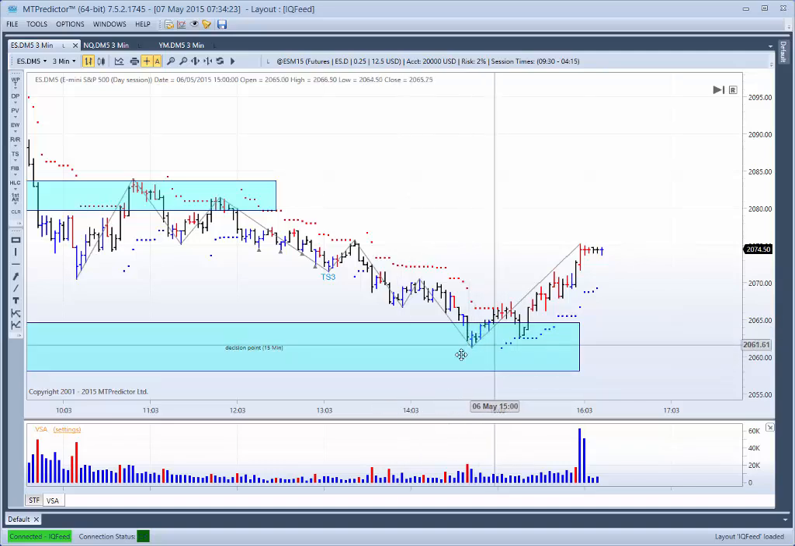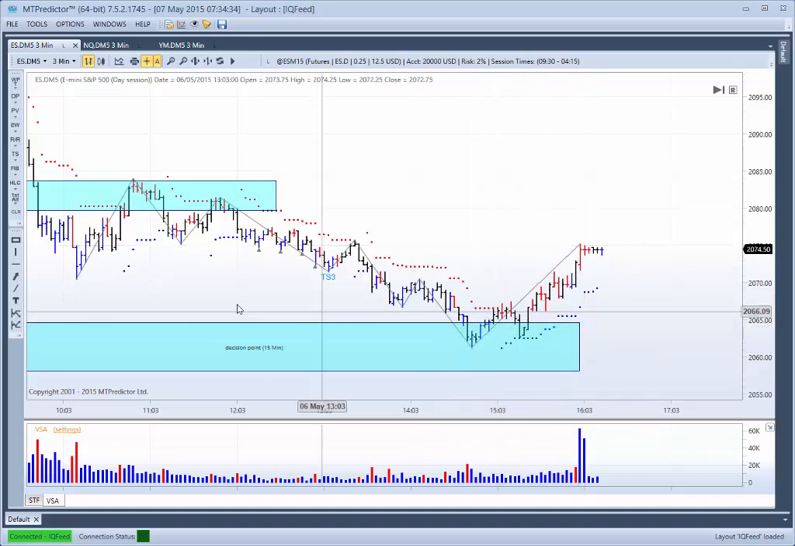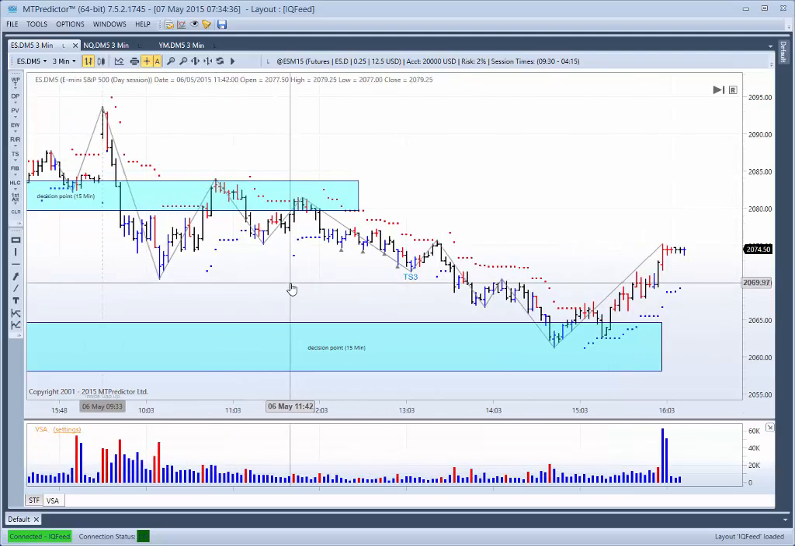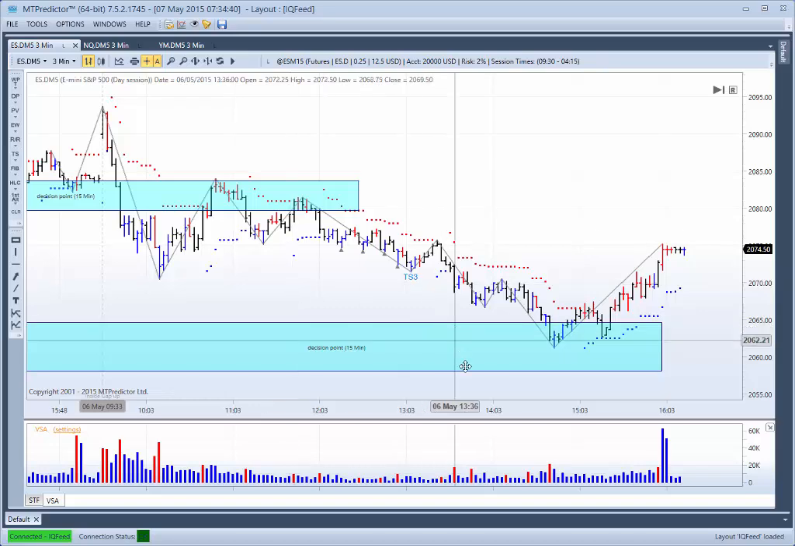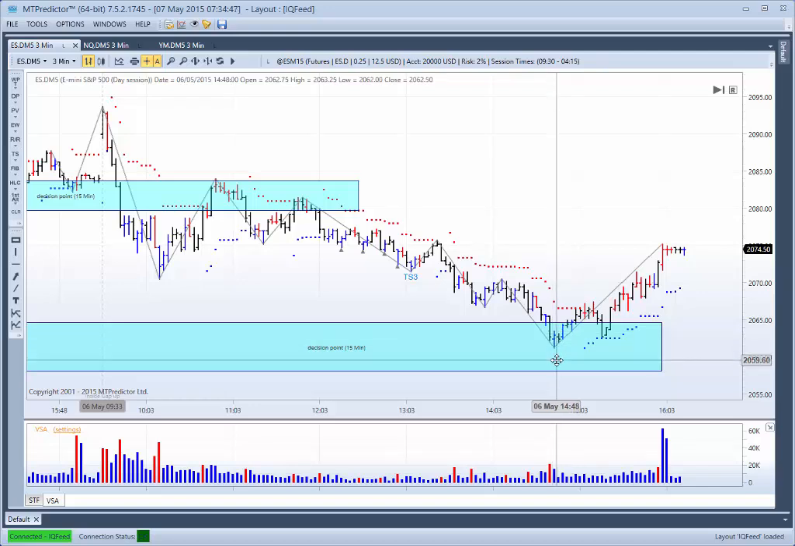So even though there wasn't a particular MTPredictor buy setup at the low here, this did actually give you warning that this was an area where a low was likely, and as you can see, that nailed the low of the day absolutely perfectly for you. It is amazing how many times we tend to catch the highs and lows of the day in the US E-minis using our higher time frame charts, and this is yet another example of us nailing the low of the day there with our support zone.